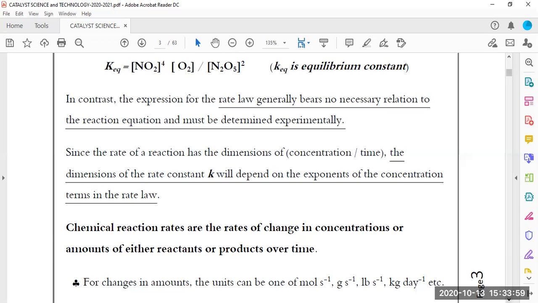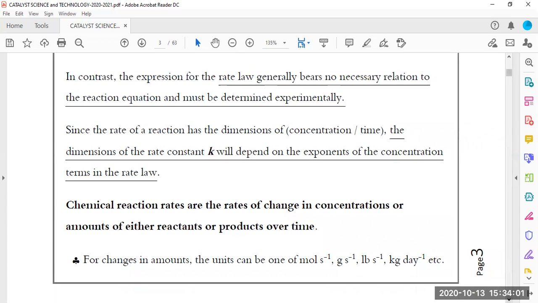Just want to go to the catalyst, but we need this general information about chemical reactions and about kinetics. Since the rate of a reaction has the dimensions of concentration divided by time, remember this, that's general. The dimensions of the rate constant K will depend on the exponents of the concentration terms in the rate law.